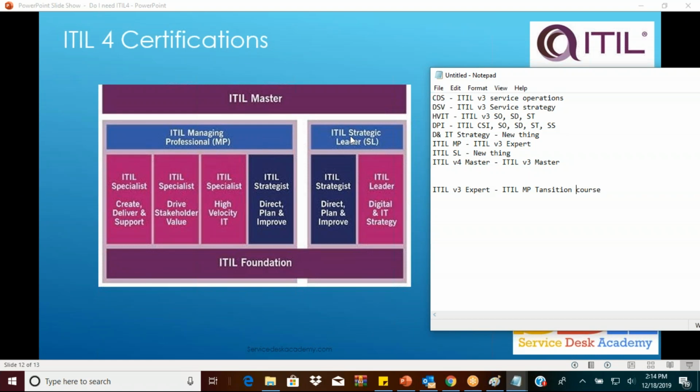Service Desk Academy, our organization, also provides this ITIL MP transition course. Currently, Service Desk Academy provides ITIL Foundation, CDS, Create, Deliver and Support, and Drive Stakeholder Value. High Velocity IT is not yet available, because it will be released in Q1 2020. So currently Service Desk Academy offers CDS, DSV, ITIL Foundation, and the ITIL MP transition course. These are all the certifications that Service Desk Academy is offering.